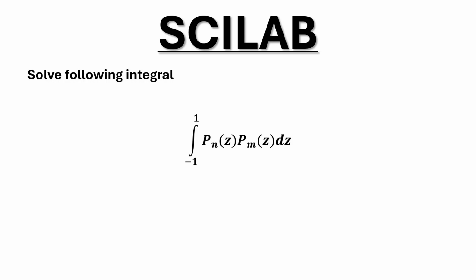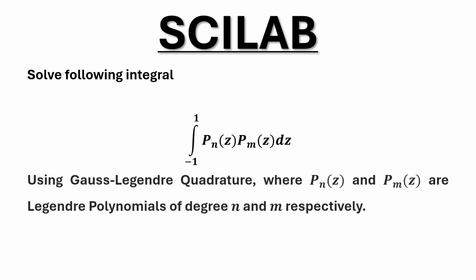Viewers, in this video we will write a program in Scilab to solve the following integral using Gauss-Legendre Quadrature, where Pn of z and Pm of z are Legendre polynomials of degree n and m respectively.